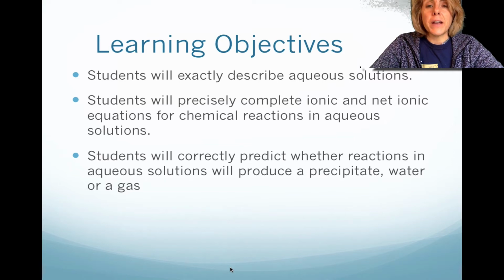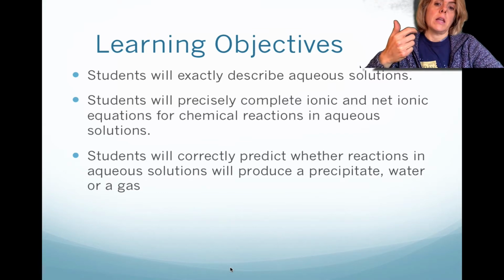This is Chapter 9, Chemical Reactions, Part 3. So in this video, we're going to learn about what is an aqueous solution, and then we're going to look at what is a complete ionic and net ionic equation when we're looking at reactions in aqueous solution. And lastly, we're going to look at the reactions, whether or not they produce a precipitate, a liquid water, or a gas.